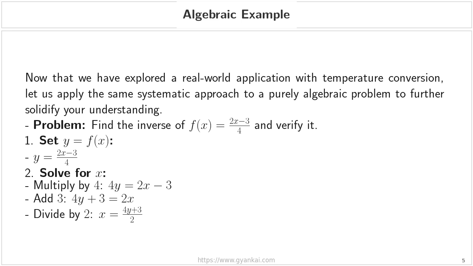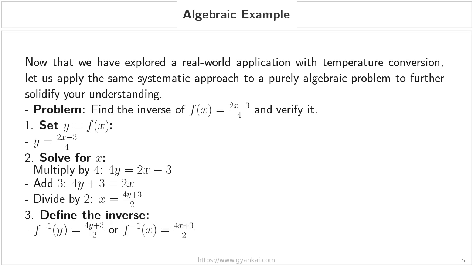Next, we add 3 to both sides to move the constant, giving us 4y plus 3 equals 2x. Finally, we divide both sides by 2, which leaves us with x equals 4y plus 3, all divided by 2. Now we proceed to step 3, where we define the inverse function. We replace x with the notation f inverse of y, so we have f inverse of y equals 4y plus 3 over 2. As we noted in our guide, it is common practice to express the final answer in terms of x for consistency, so we can also write this as f inverse of x equals 4x plus 3 over 2.